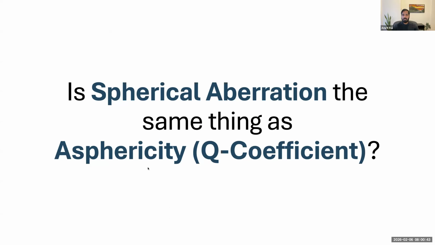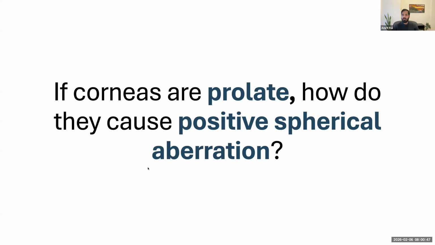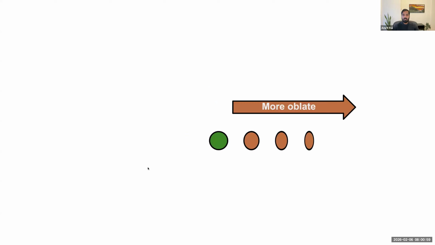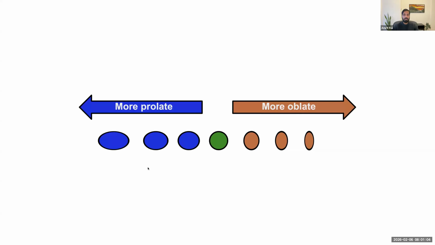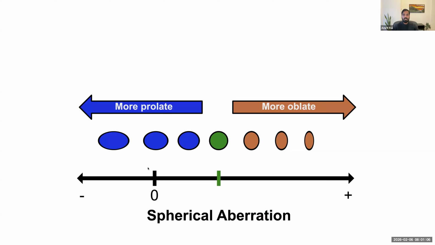Now, I've been asked, is spherical aberration the same thing as asphericity or the Q coefficient? And usually a follow-up question is, if corneas are prolate, how do they cause positive spherical aberration? So let's try to answer those questions. We start with a perfectly spherical green lens in the middle, and we can make this more oblate by flattening the center, and make it more prolate by steepening the center. If we plot spherical aberration, we can see that spherical lenses in green and all of the oblate lenses in orange will have positive spherical aberration.